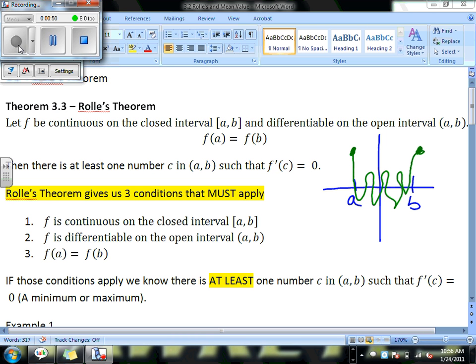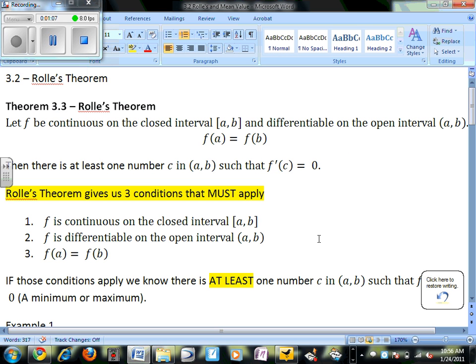If it's continuous and differentiable, then we know for a fact that there has to be some point c, some point in here, basically here, there's going to be a minimum or a maximum or something like that, where the derivative is going to equal 0. All right, so the three conditions that must apply. All right, it has to be continuous on a closed interval.